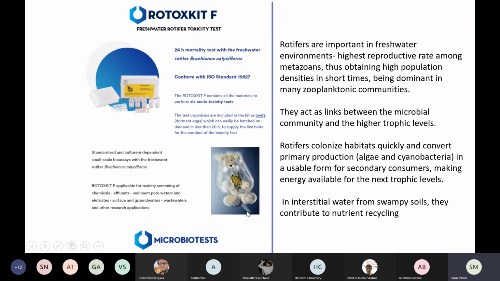It is just fascinating that this test organism is included in the kit as cysts, which are actually dormant eggs, which can be easily hatched on demand in less than 20 hours to supply the live organism to conduct the toxicity test. So when you order the kit, like you see here, for example, the Rotoxkit, all these vials contain the dormant eggs. You just add something to it and all of these microorganisms will be released and you will be able to carry out the test. So you don't have to do any culturing inside your laboratory.